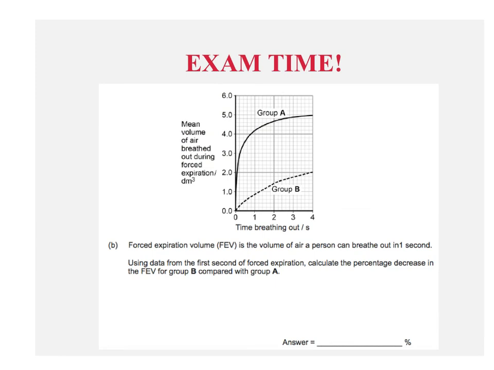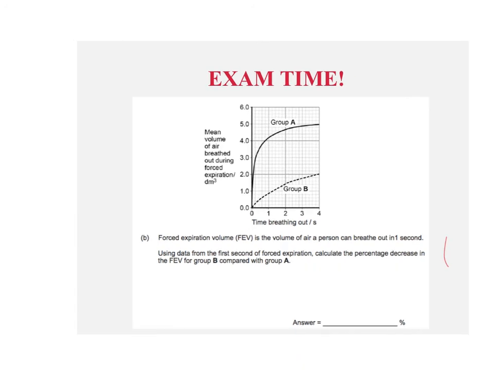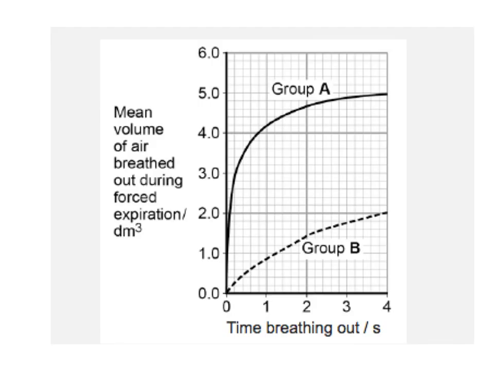The forced expiratory volume, or FEV, is the volume of air a person can breathe out in 1 second. Using data from the first second of forced expiration, calculate the percentage decrease in the FEV for Group B compared with Group A. So the first second and the percentage decrease of B versus A. And your answer is in percent. It is a 2-mark question, I believe. So have a go. The graph here is a little bit bigger, so you can see the values a little bit more clearly.